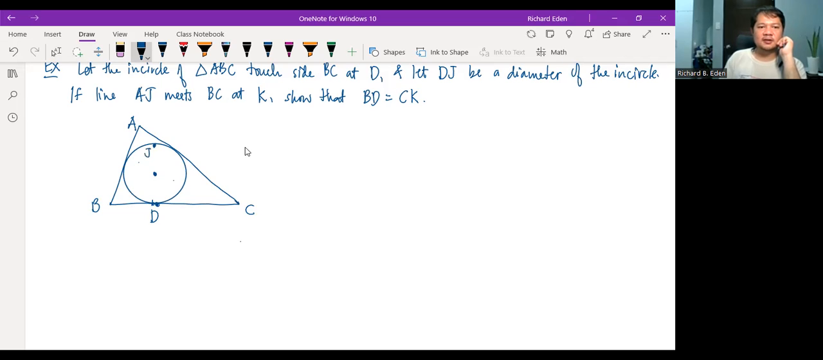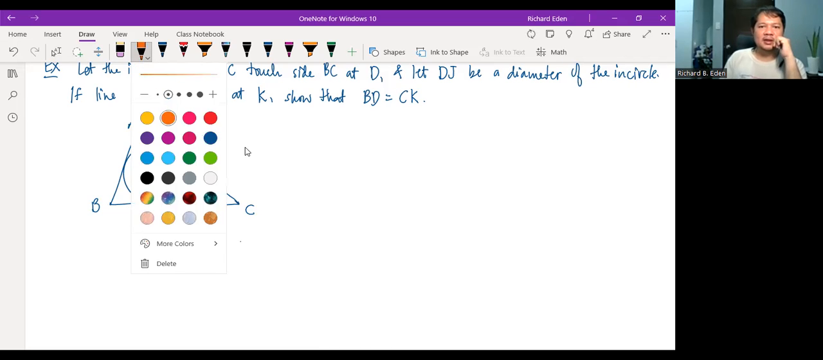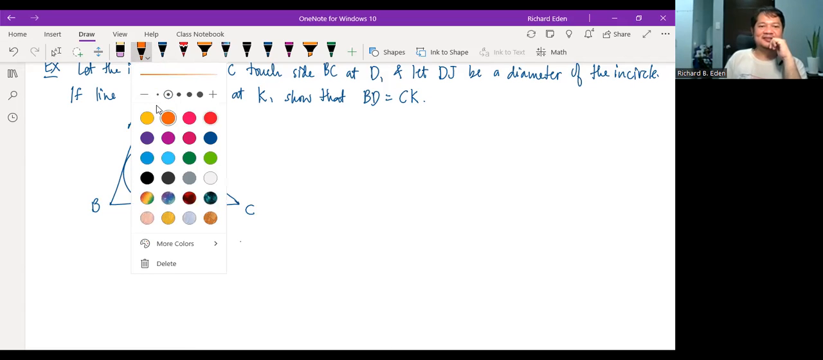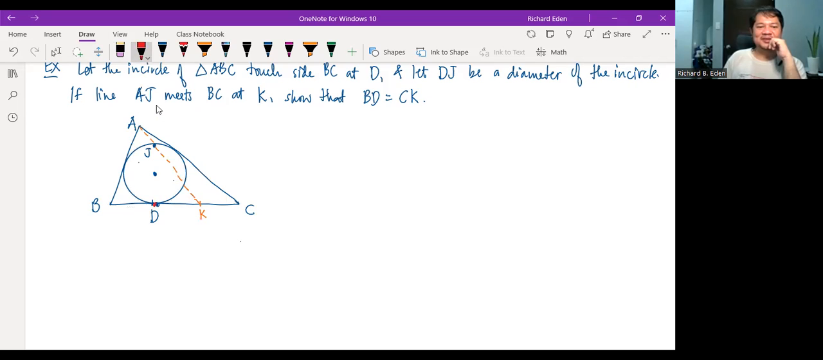So this is J. And then AJ meets side BC at K. Okay. So we're supposed to show that BD is equal to CK. So ito nung D, so BD should be the same as CK. Olympiad problems, part of it is you gotta draw it nicely.